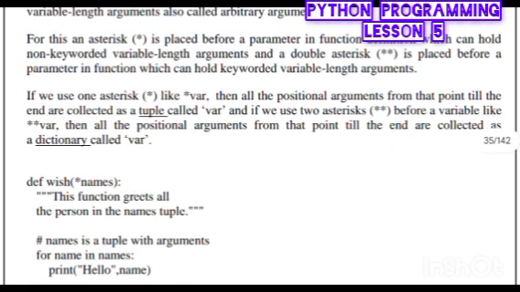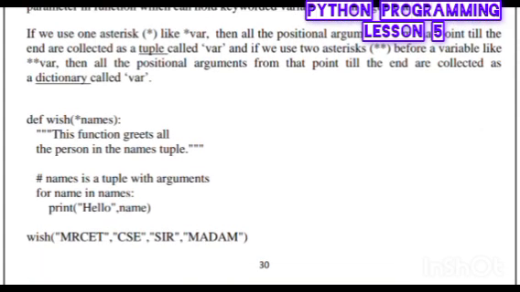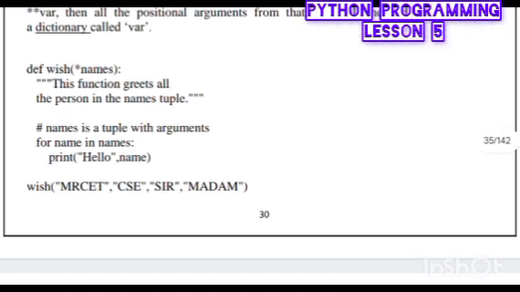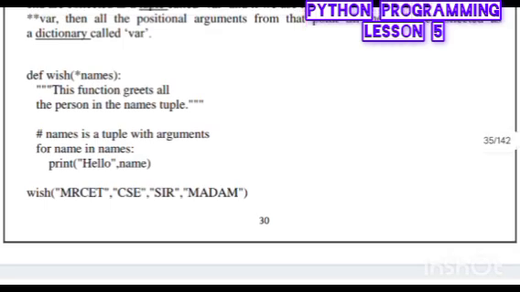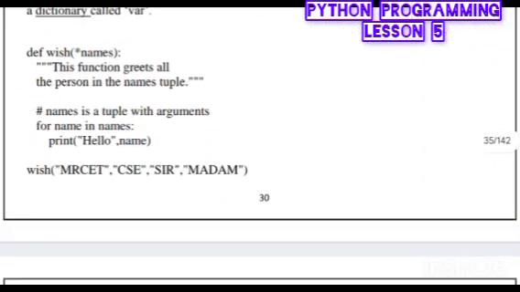For a variable length argument we can use this example. Define the function wish, which creates all the person names as a tuple. Names is a tuple of arguments; for name in names, print hello comma name. Wish Marset, CSC, sir, madam, where we use the function. Wish function, and then print the statement hello comma name. Definition wish, this concept is a variable length argument. Here the variable arguments we can use. These are four different variable length arguments.